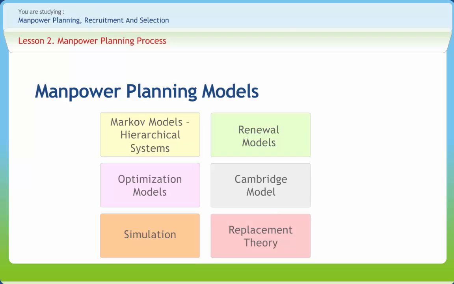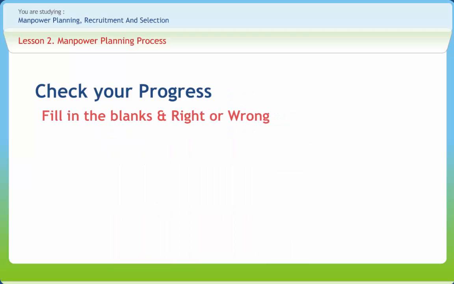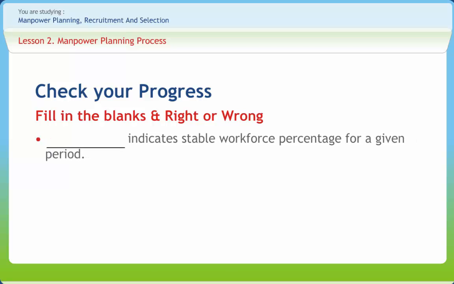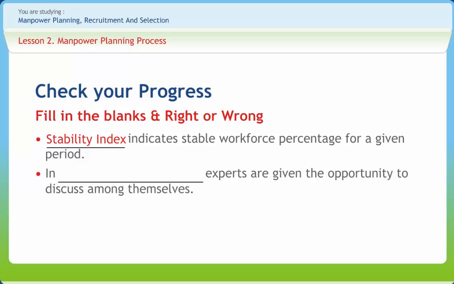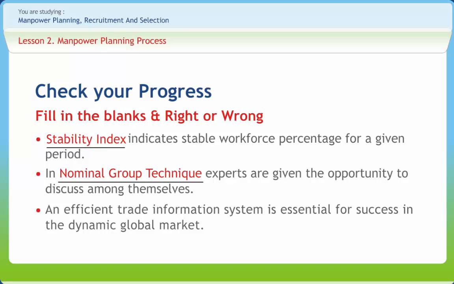A replacement is called for whenever new equipment offers more efficient or economical service than the old existing one. Now let us check if we have understood the various concepts discussed in this lesson clearly. Which index indicates a stable workforce percentage for a given period? Stability index. In which technique are the experts given the opportunity to discuss among themselves? Nominal group technique. An efficient trade information system is essential for success in the dynamic global market. Right or wrong? Right.